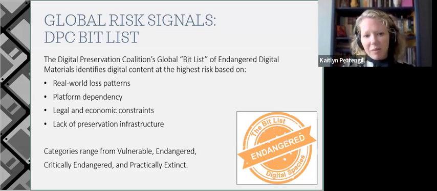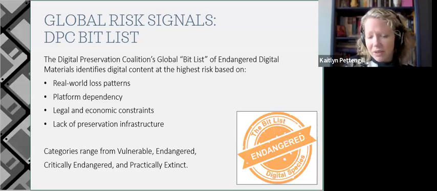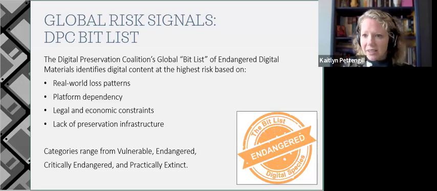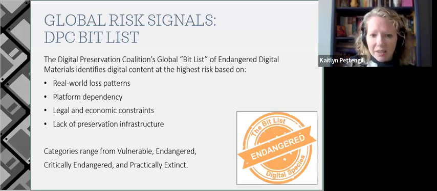For example, if anybody remembers Adobe Flash animations, they're now listed as practically extinct because the platform is no longer supported. And digital archives for community groups are listed as critically endangered, not because the media itself has decayed, but because community groups often lack the resources needed to long-term preserve their own digital archives. So things are listed on the Bit List as at risk for a multitude of reasons. And it's not always about physical degradation. It's more about business models, lack of funding, unsupported formats.